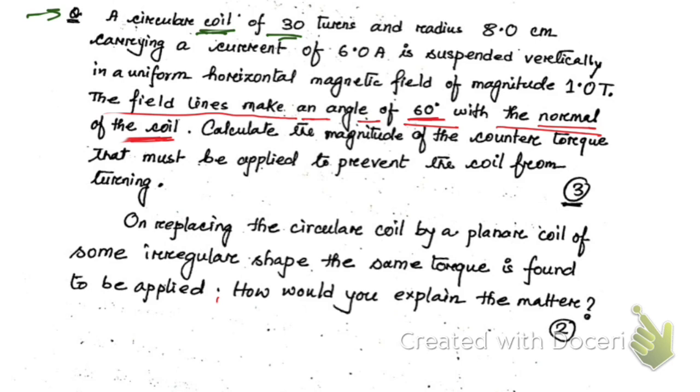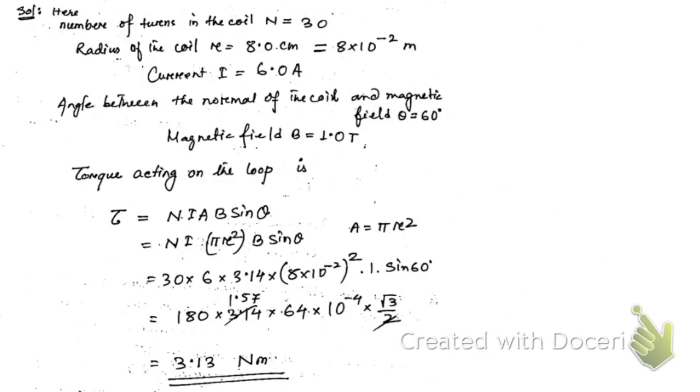So what we have: n is equal to 30, number of turns. We have radius of the coil r is equal to 8 centimeter, that means 8 into 10 to the power minus 2 meter. Then we have angle between the normal of the coil and the magnetic field, that is 60 degree. And also we have the magnetic field is 1 Tesla. Okay, let me go to the next page with this given information.